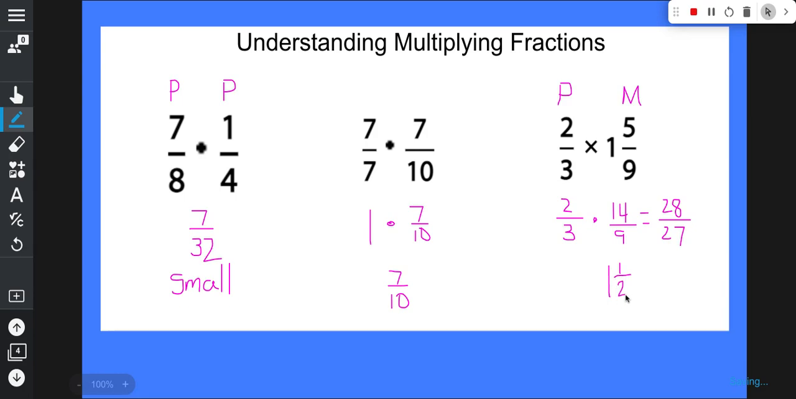Notice, my answer is bigger than what I started with of that 2/3 because I was multiplying more than a whole. So when I multiply a whole, I get the same amount. When I multiply more than a whole to it, I get a bigger number. And when I multiply a part to it, I get a smaller number.